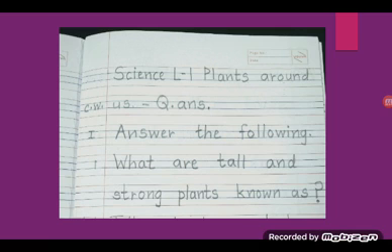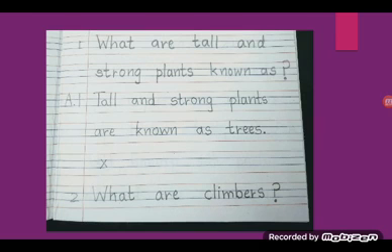Once again listen to me. Inverted C, then below that a straight line and then a dot. This is our question mark. So here we have finished sub question of question number 1, that is, what are tall and strong plants known as? Now let us write the answer.